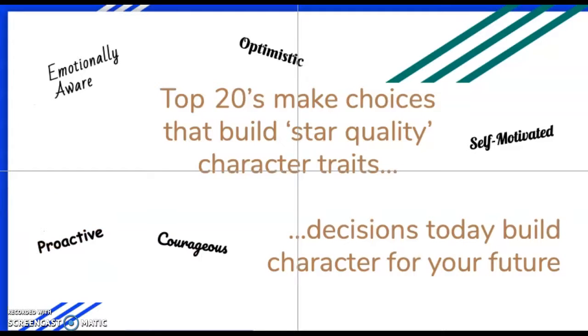All right, so we talked about the top 20s and the bottom 80s. Top 20s make choices that build star quality character traits. Decisions today build your character for your future. So top 20s are optimistic, they're self-motivated, they're emotionally aware, they're proactive, they're courageous, just to name a few.